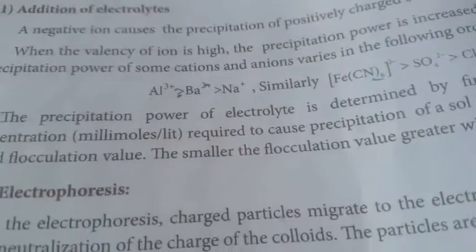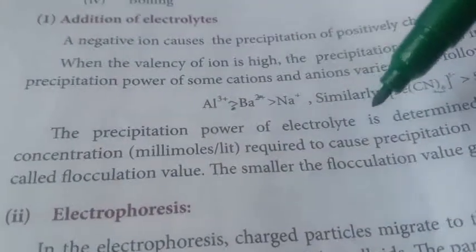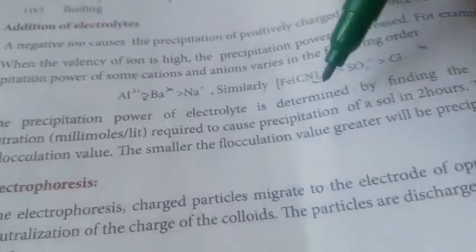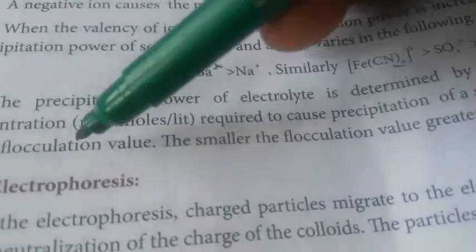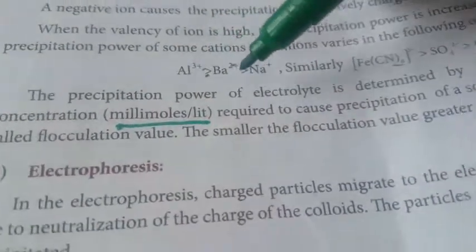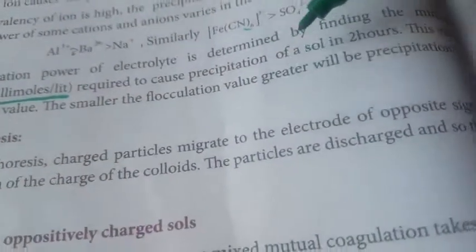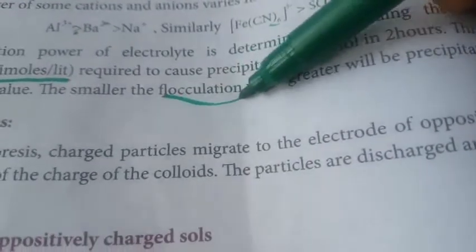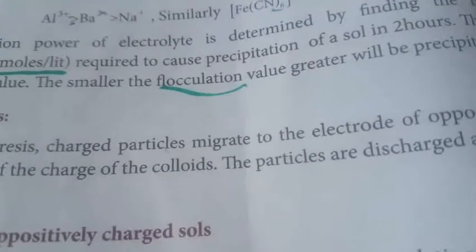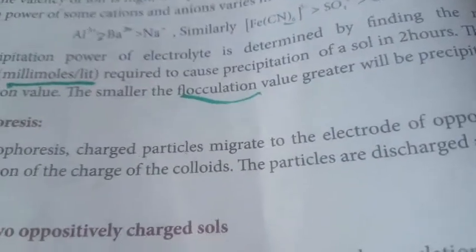Next, the concentration: the flocculation value, the precipitation value, is measured in millimoles per liter. This is the unit of coagulation. The smaller the flocculation value, the greater will be the precipitation. If the flocculation value, the value at which it precipitates, is low, it will precipitate easily.